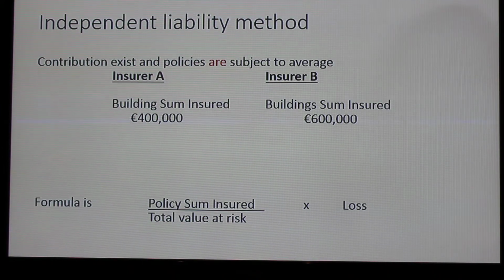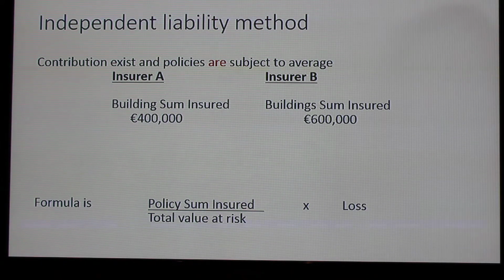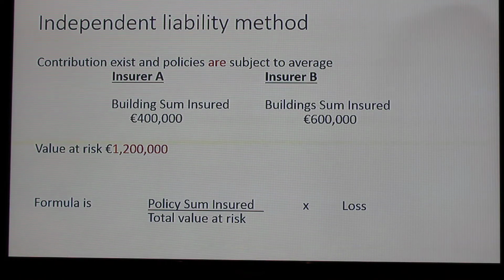The independent liability method is a method that is used when the policies are subject to average. So normally in these circumstances you're going to have a situation where maybe all of the loss isn't going to be covered. So again, let's have a look at insurer A with the building sum insured of 400,000, insurer B with the building sum insured of 600,000. But in this case, the value at risk, in other words the rebuilding cost, is 1.2 million, and again I'm going to use the same loss of 100,000.